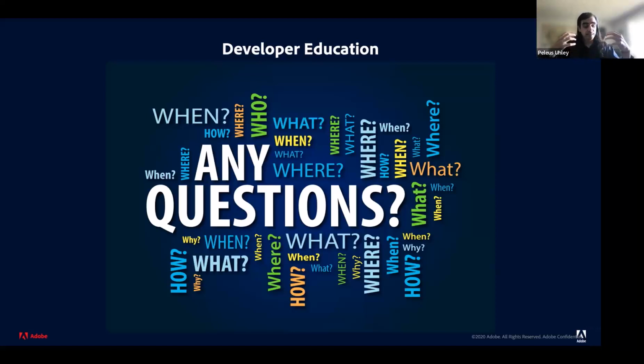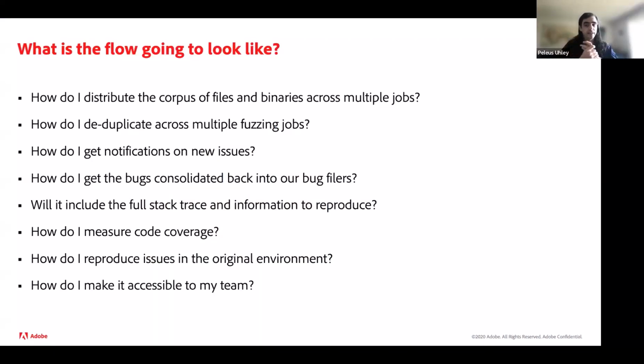So the next phase of it is thinking about it from the developer's perspective, and they'll have a lot of questions about what the flow is going to look like. How are they going to get their binaries and their sample files into the fuzzing framework and distributed? And then, of course, once it gets distributed, how do you get that all centralized back? So how do you deduplicate issues when multiple fuzzers are finding the same things? How do you get notifications and bugs filed? Are those bugs going to be complete with the stack trace and the information to be able to reproduce this issue? The ability to reproduce an issue is really important for the developers.